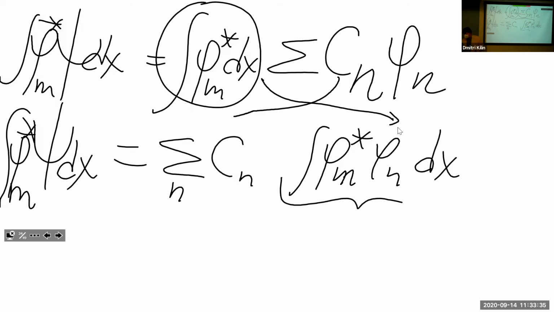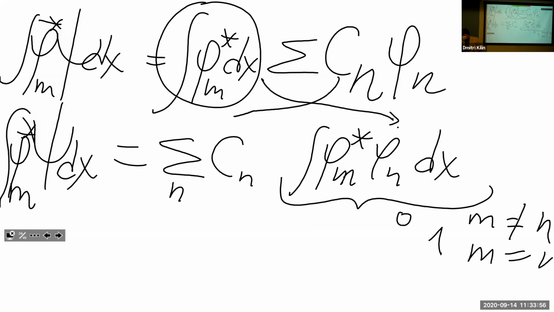So this integration of eigenstates of the Schrödinger equation will be either 0 or 1, right? It will be 0 if m does not equal n, and 1 if m equals n. This symbol is often referred to as the Kronecker delta. This delta with two indices is like a matrix with ones on the main diagonal and zeros everywhere else. It is an object that becomes 1 if the indices coincide and 0 if they don't. Just a matrix with ones on the diagonal.